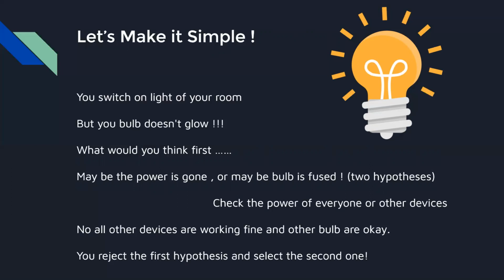So what will you do next? You would check the light in adjacent buildings. If there is no power anywhere, your first hypothesis was true, that there is no power. But if everywhere else power is fine, then what will you think? Your second hypothesis is right. Same is true in scientific work. You develop hypotheses and then test them and then choose the correct one. All right.